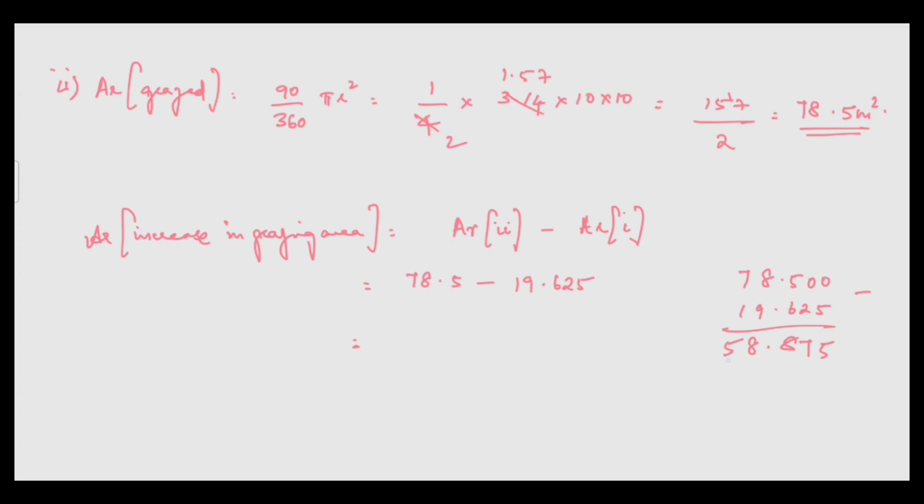58.875. So we are left with the answer as 58.875 meters square. So therefore the area of increase in grazing area is 58.875 meters square.